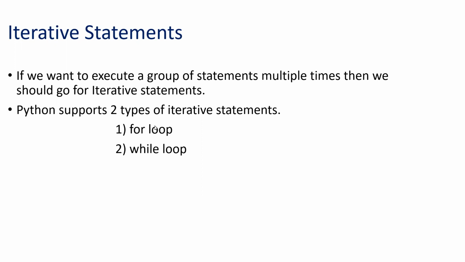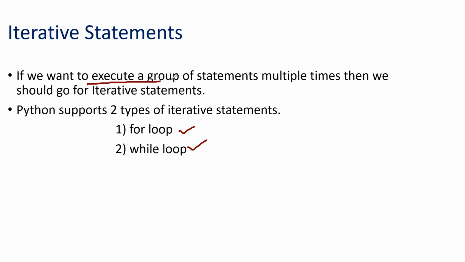Now, iterative statements. Today we'll discuss the for loop and we'll do one project or one assignment, finding the prime numbers in a given sequence using for loop, if condition, and range function. Okay. Now, we have two types of iterative statements. One is the for loop, and another one is the while loop.